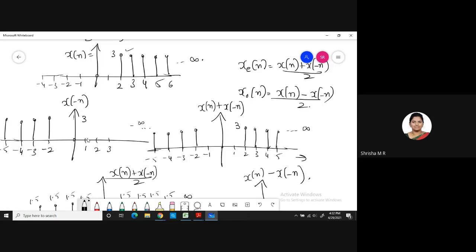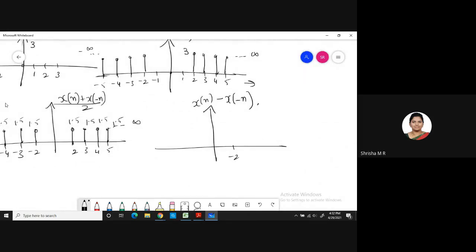So 3 minus 0 is 3 only. So from 2 up to infinity it will be 3 only. Whereas from minus 2 to minus infinity it will be 0 minus 3. Here amplitude is 0, here it's 3. So 0 minus 3 will be minus 3.